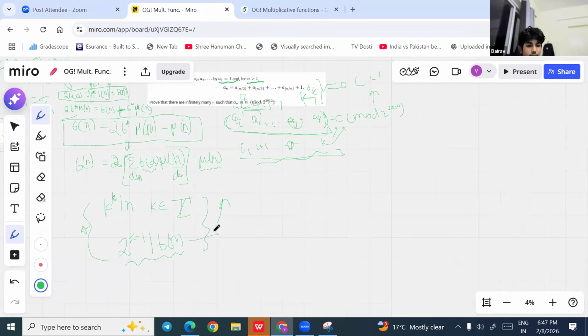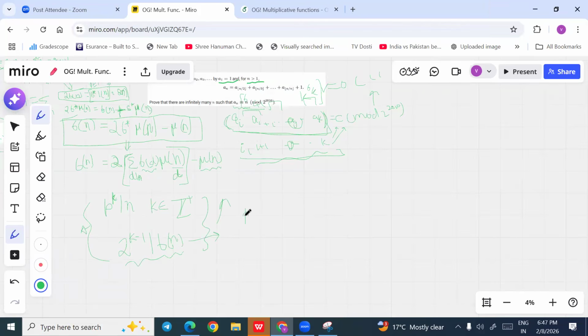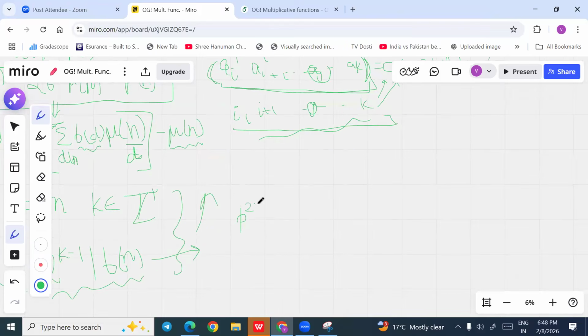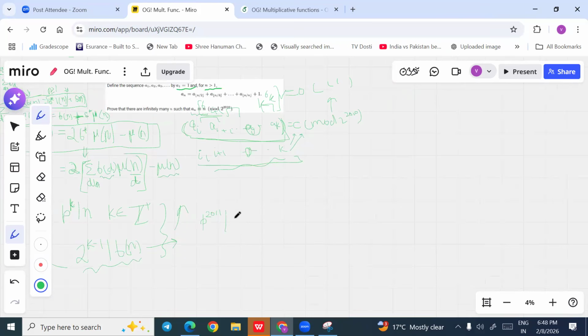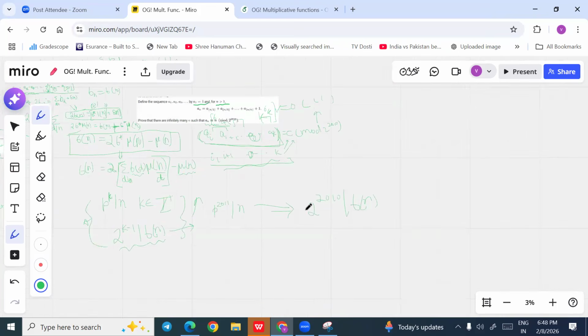Now you just take that all the primes to the power 2011 are co-primes, so you're done. Yes. So in particular, what you can guarantee is that p to the 2011 divides n guarantees that 2 to the 2010 divides b_n. Now this is very interesting.